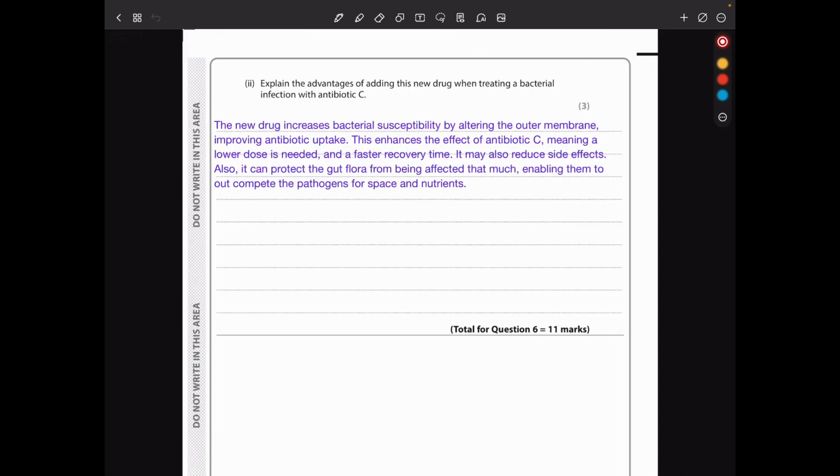Next, they say explain the advantages of adding this new drug when treating a bacterial infection with antibiotic C. So like we already saw, when you use this new drug, it's going to alter the cell membrane, improving the uptake of the antibiotic. This enhances the effect of antibiotic C, meaning a lower dose is going to be needed, and there could be faster recovery time. Also, side effects could be reduced. It can also protect gut flora from being affected so much, enabling them to outcompete the pathogens for space and nutrients.